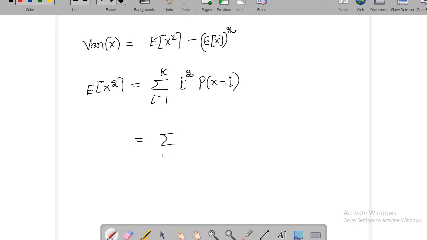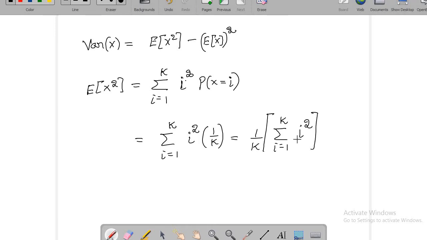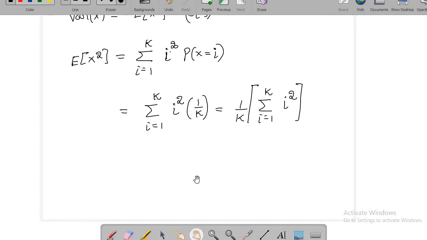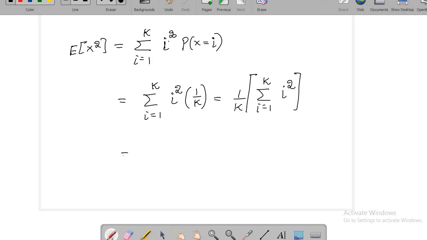So now this is summation i equal to 1 to k, i square. We know probability that x equal to i is 1 by k. So similarly here you can take 1 by k common. So this is summation i equal to 1 to k, i square. Now what is this? So this is exactly representing sum of the squares of the first k integers. Or in other words you can write it like this, 1 by k, and this you can write as 1 square plus 2 square plus 3 square plus and so on up to k square. And I hope you know the formula for this.